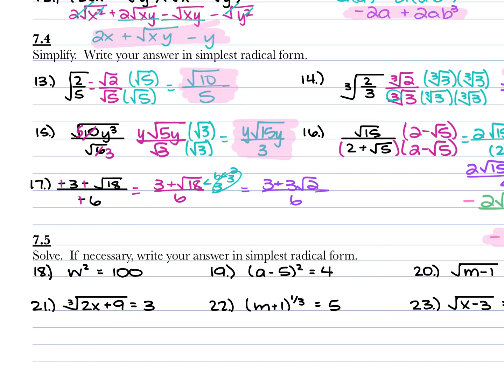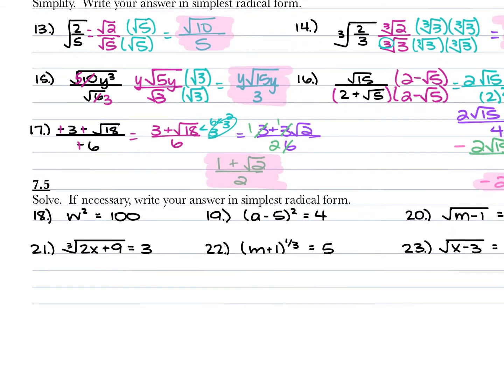Now your 3, 3 square root 2, and 6 have common factors of 3. So we're going to simplify all of this by dividing all of those numbers by 3. And you're just going to have 1 plus 1 square root 2 all over 2 left over.